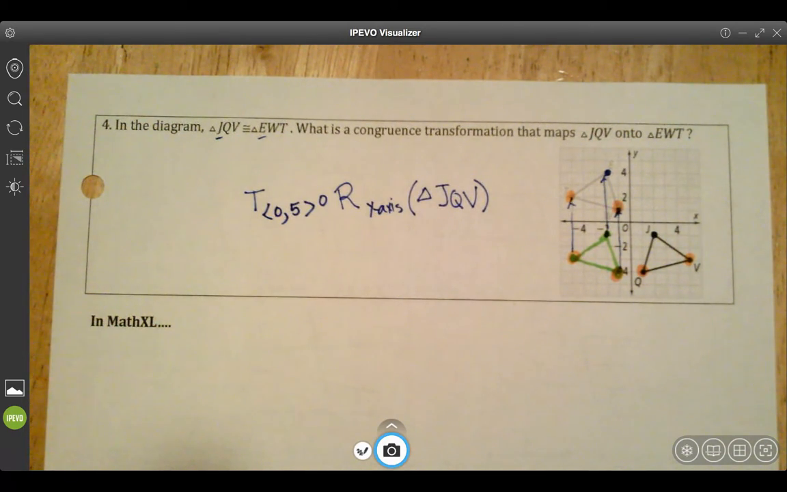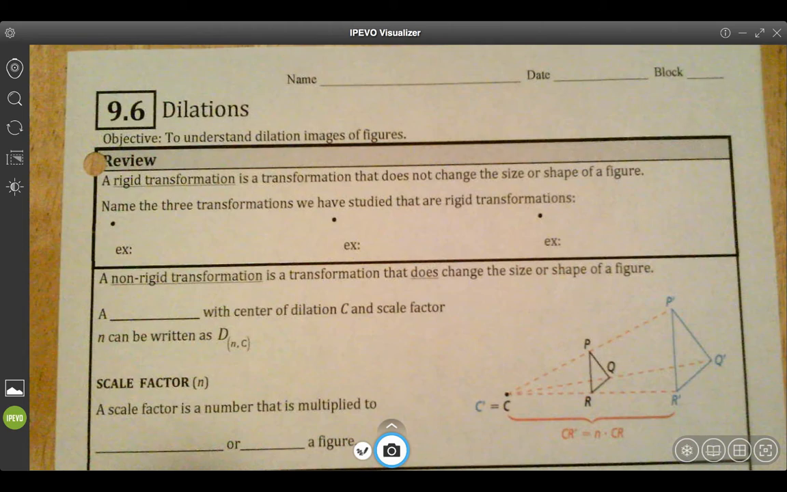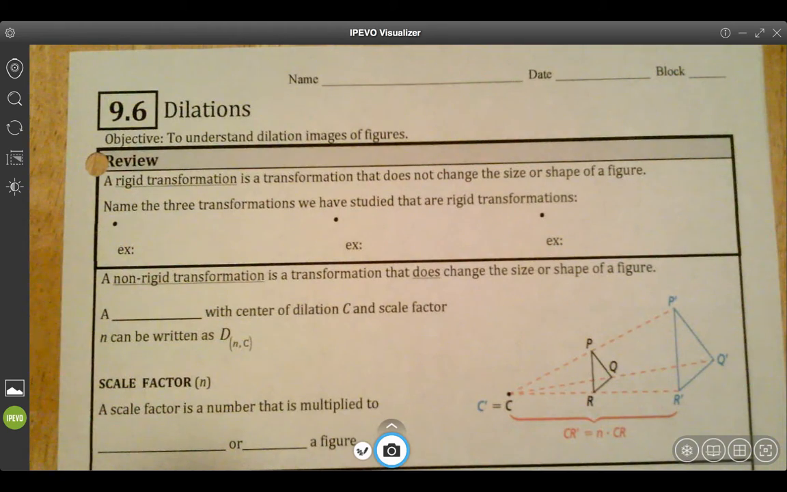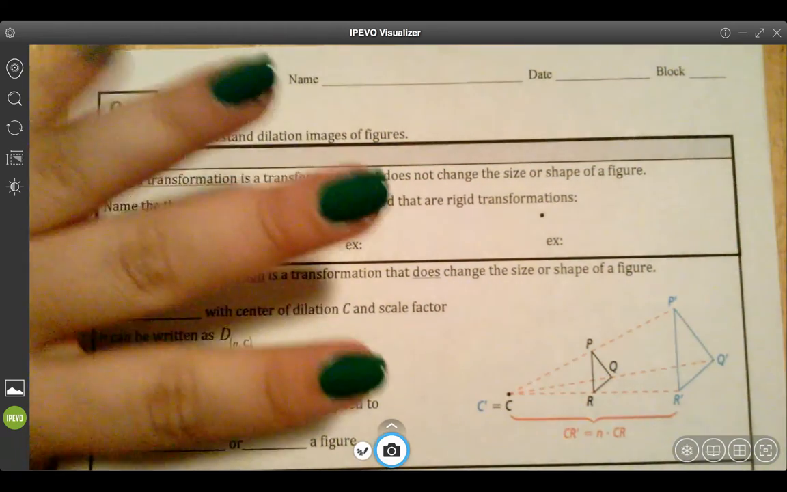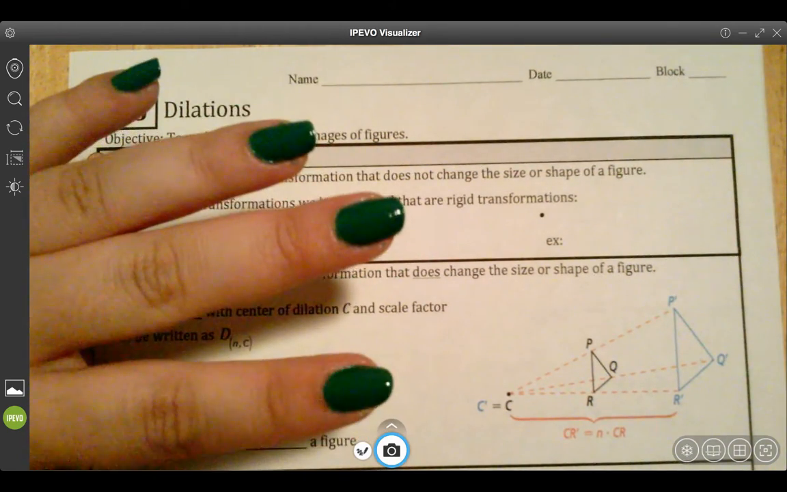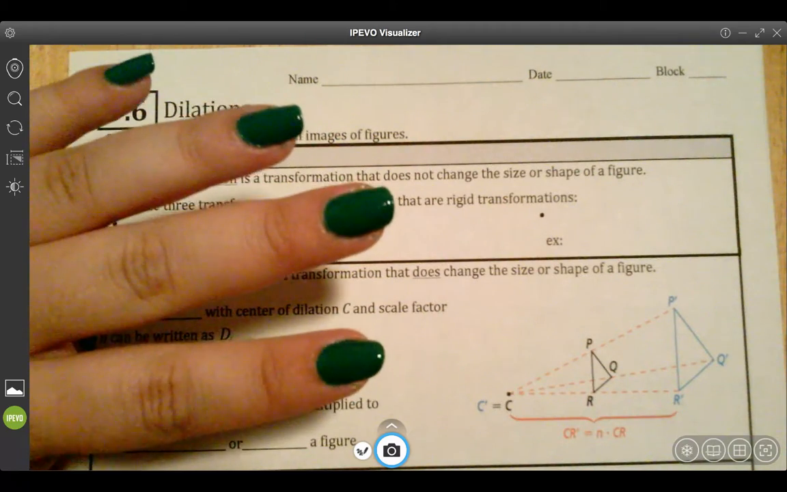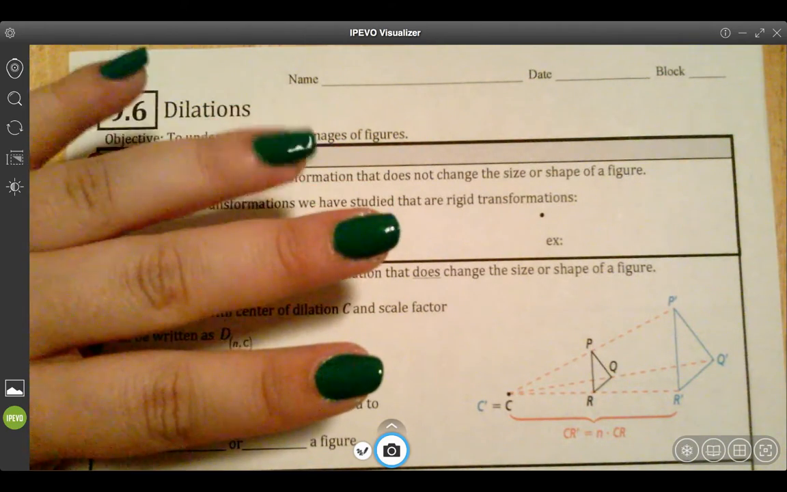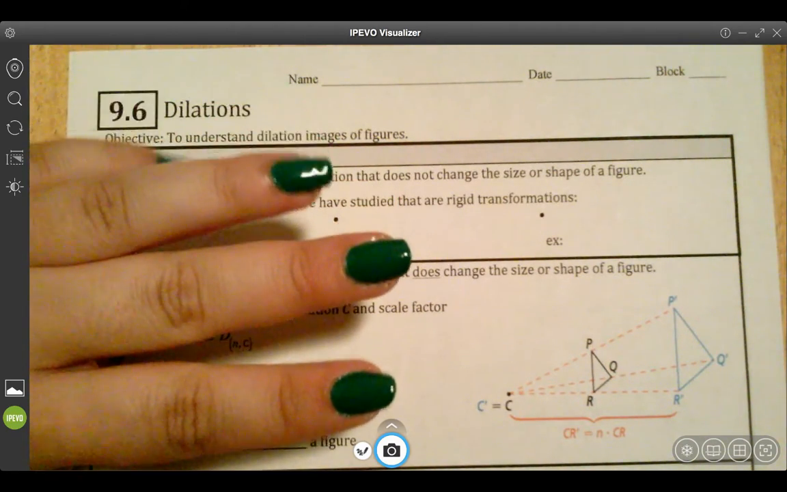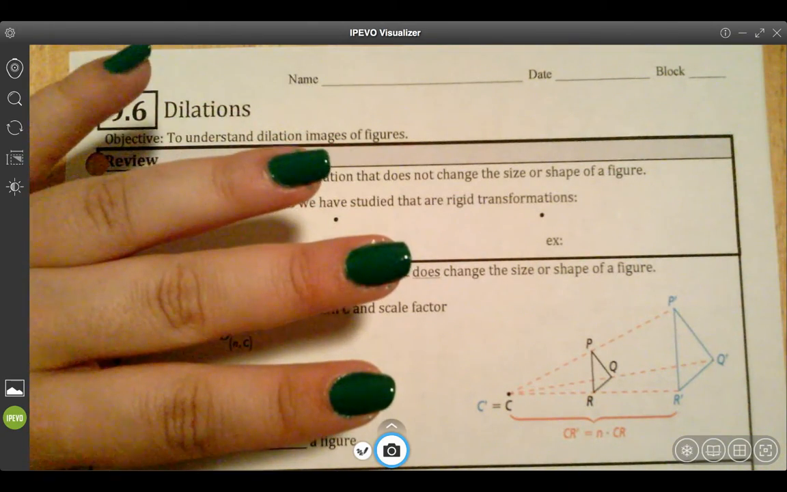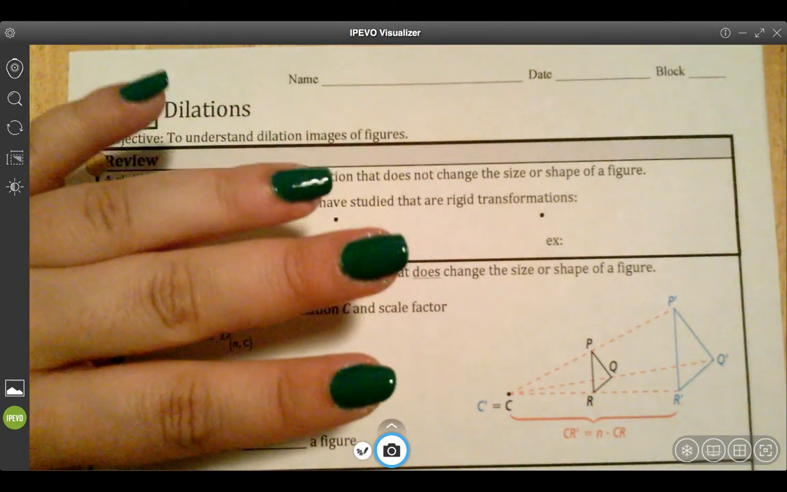Let's look at section 6. This is our last section for chapter 9, and this is a new type of transformation. This is not an isometry. So remember, we had 4 types of isometries. We had translations, also called slides or glides. We had rotations, reflections, and then we had glide reflections, which took a combination of a glide and a reflection.